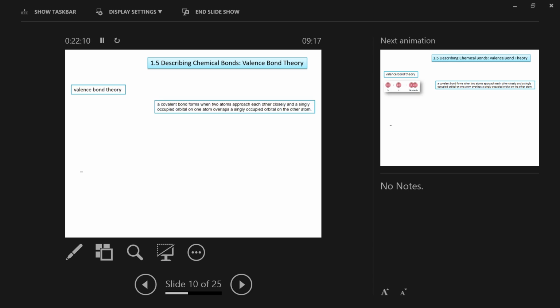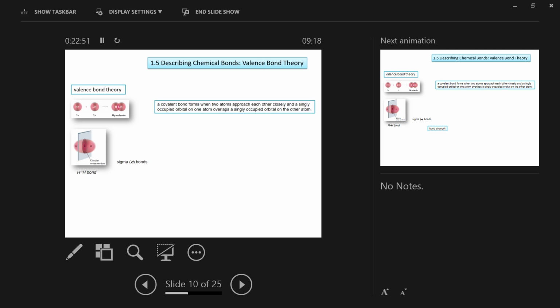What is the valence bond theory? A covalent bond forms when 2 atoms approach each other closely and a singly occupied orbital on one atom overlaps with a singly occupied orbital of the other atom. For example, here we have hydrogen. A 1s orbital of the hydrogen is reacting with another 1s orbital of the hydrogen. Because they are hydrogens, both have 1 electron, they bond together and they form a sigma molecular orbital. Okay, we form an H2 molecule, and we say that this bond is a sigma bond.